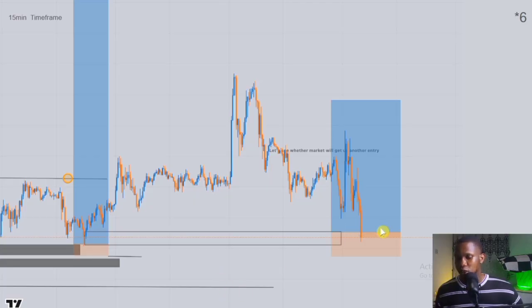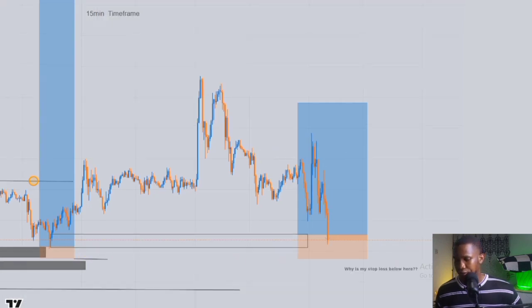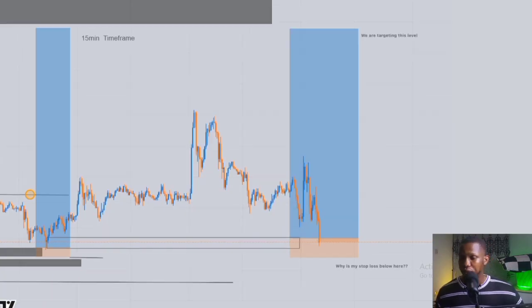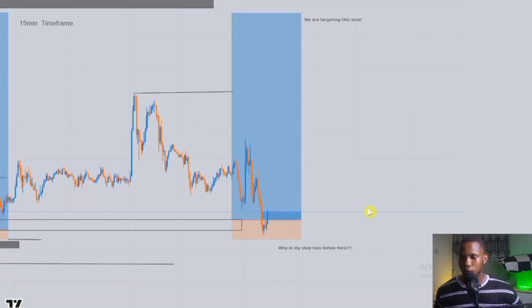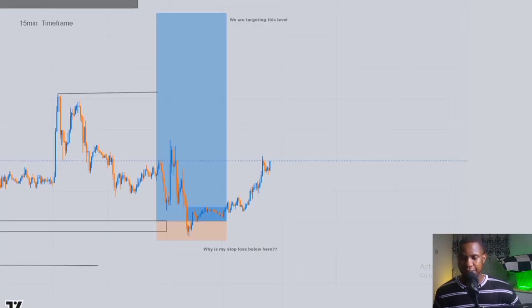Mitigating this level, this could be a reversal. People that bought from this level, let's see, where will my stop loss be? My stop loss will not be below here because we have this level right here now. These are the origin demand zones here now, so we're going to be targeting the same take profit level as this one. Let's continue.